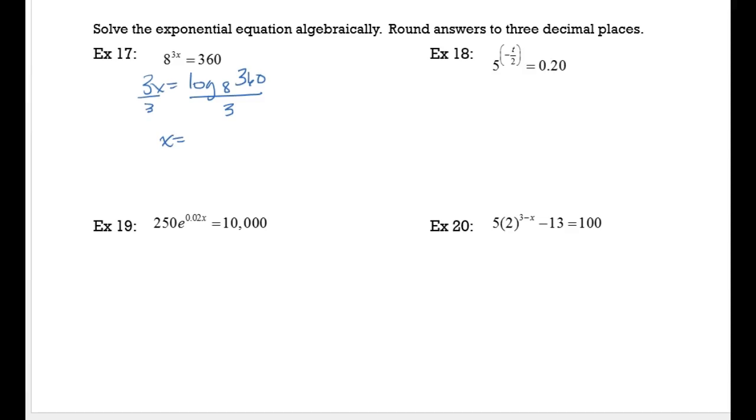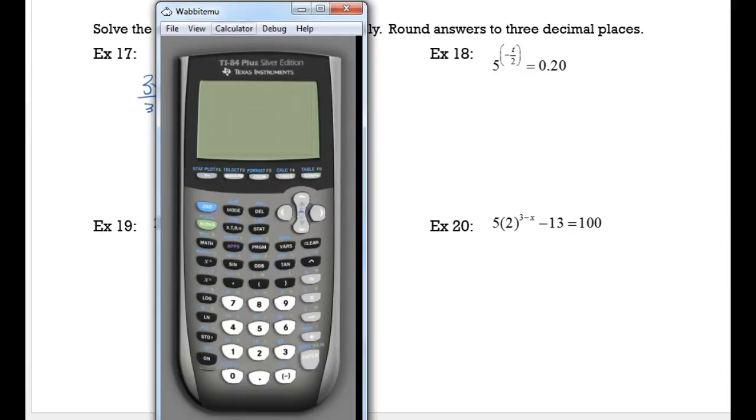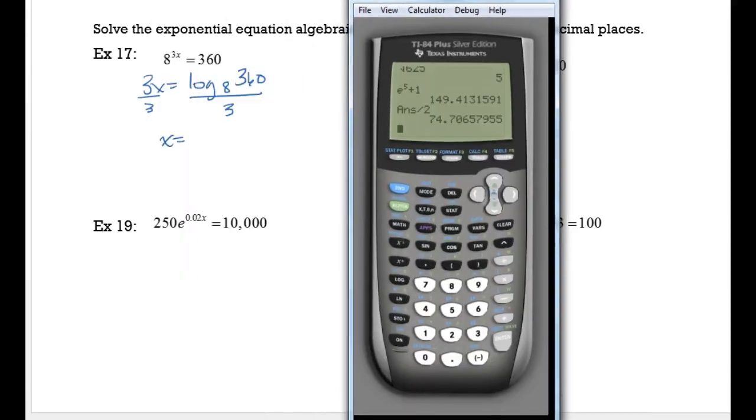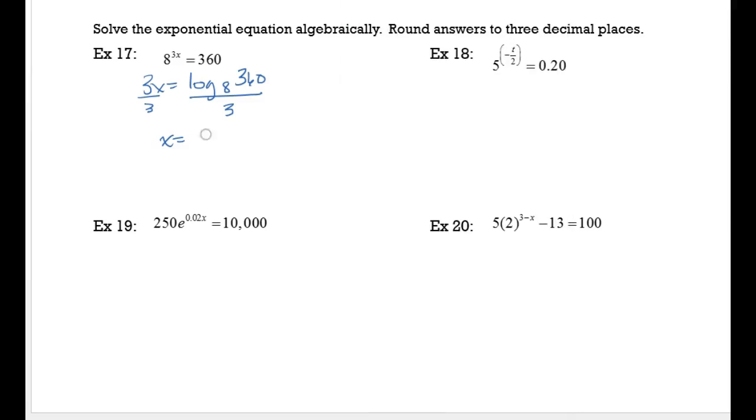All right, so use your calculator. We'll go to math, go down to A, log base 8 of 360, and then divide it by 3 to get 0.944.